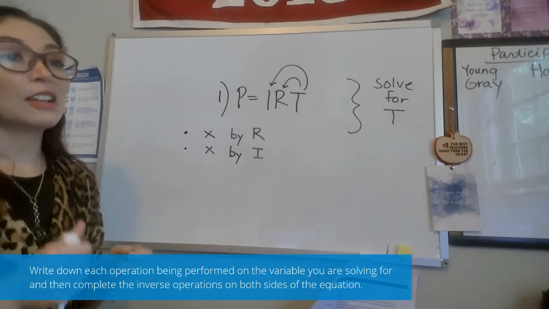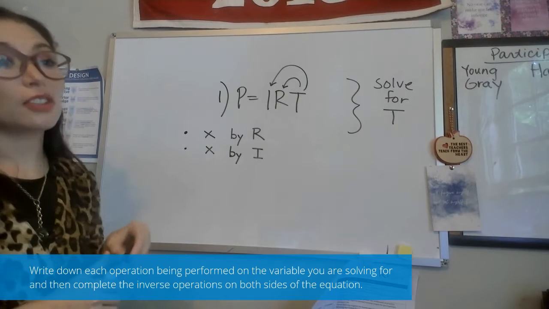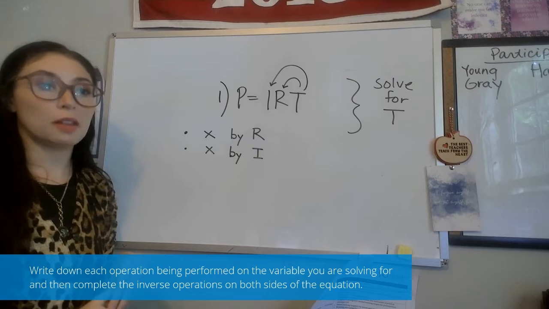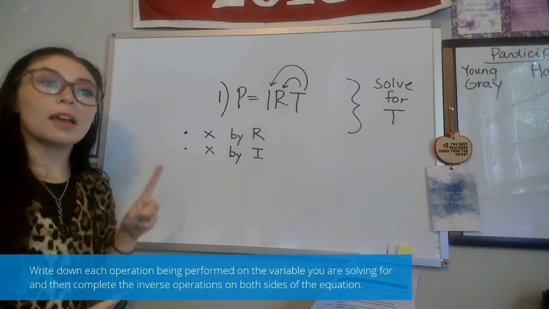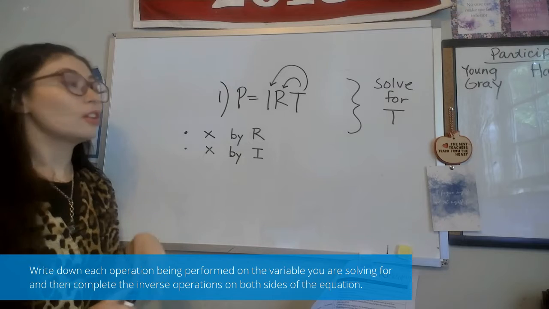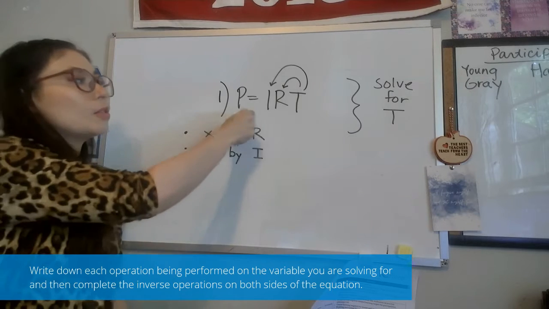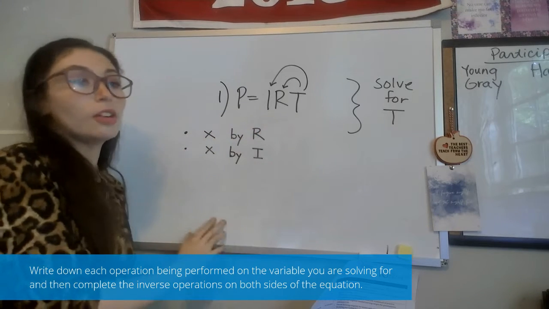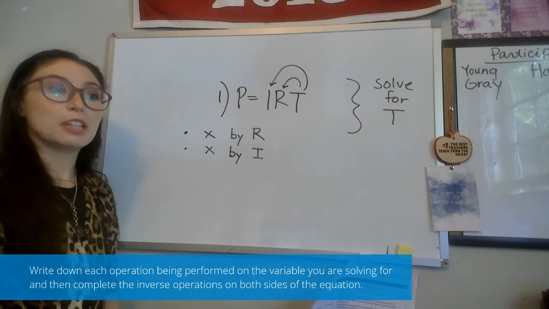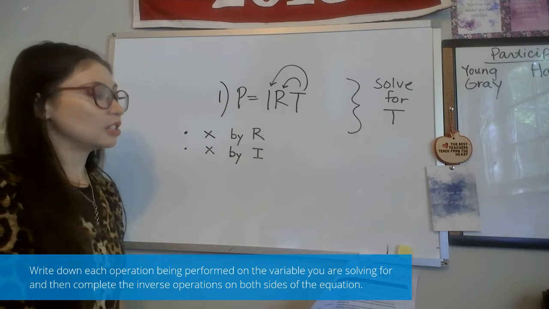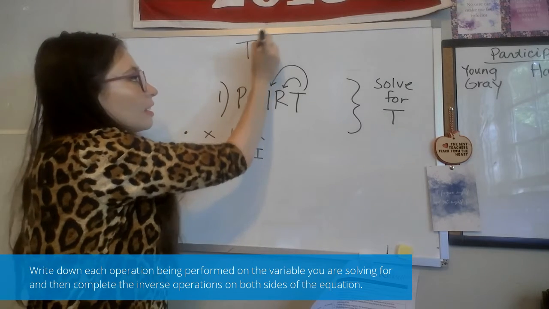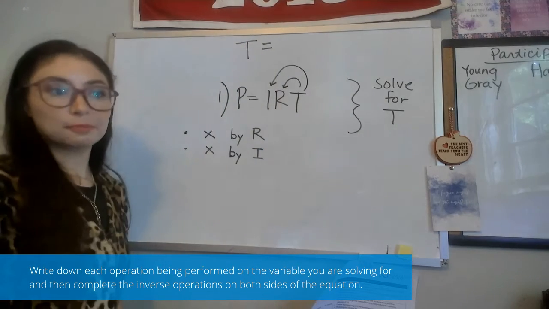Hello, guys. So, let's do a quick review of literal equations or manipulating formulas. Our first step is always going to be to identify what we are solving for. So in this equation, P equals IRT, we are going to be solving for T. You will always be given that information. So our goal is to rearrange this equation to where it looks like T equals.